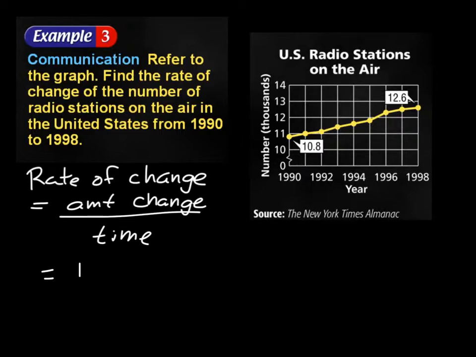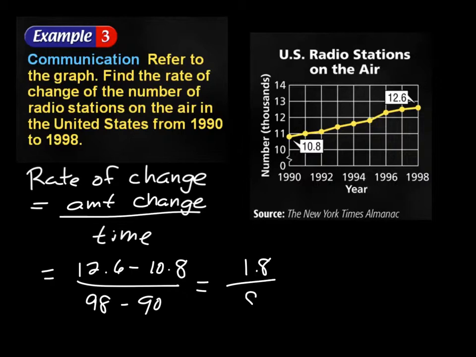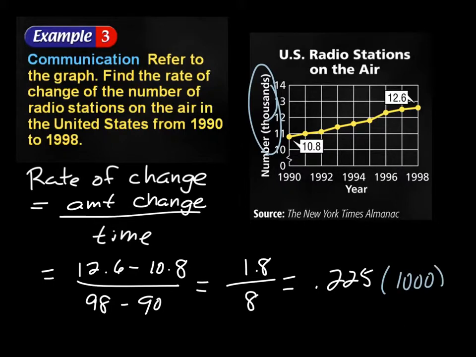They were nice and they labeled the points they wanted for us, so we didn't even have to read them from the graph and guesstimate. And the amount of time, we're going to go 98 and 90. So the difference is going to be 1.8 and 8, and the quotient is 0.225. If we look up and read the chart, we can see that's in thousands. So if we take that number times 1,000, that's handy. Just move our decimal 3 places. And we're going to get 225 stations per year.